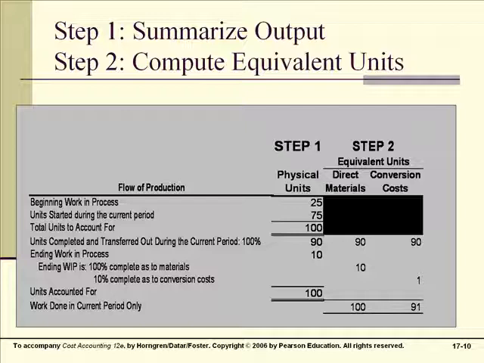Of the ones completed, the 90 units, all 90 of those equivalent units were complete as to direct material and conversion cost. Now, regarding the 10 units we had on hand in work in process, we consider 100% of that, which would be the 10 units, to be complete as to materials, but only 10% of the 10 units, or one equivalent unit, is done as to conversion cost. So when we consider the base as to work done in the current period, we have 100 in direct material, and we had 91 in terms of conversion cost.